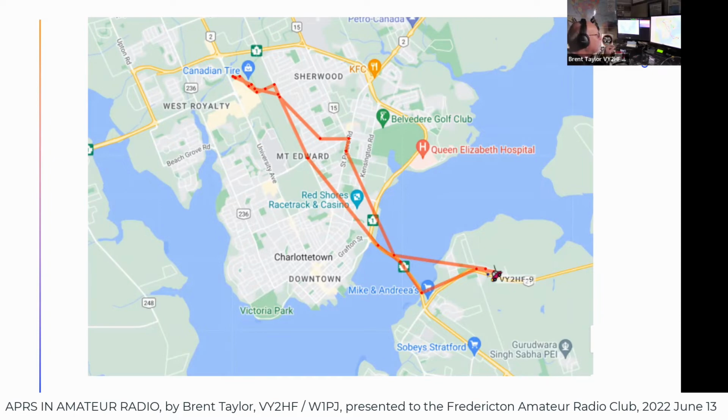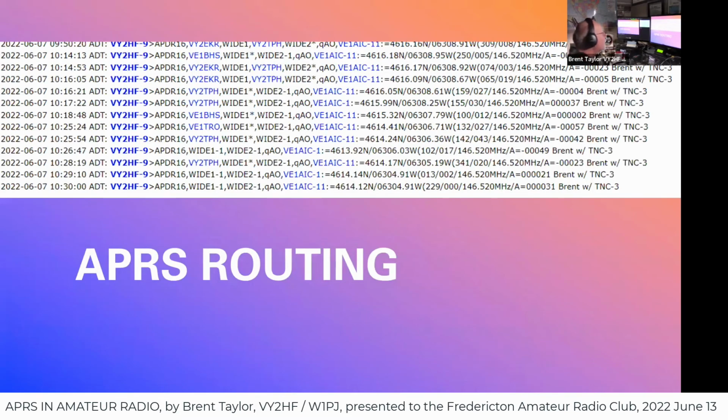Quickly, though, back to the list of packets. If you look about halfway down, you'll see one at 10:18:48, where I transmit VY2HF-9, and it ended up at VE1BHS, way over in Nova Scotia near Truro. So in a couple of these packets, they actually didn't land at a nearby PEI digipeater. They made it all the way to Nova Scotia, and that's where it was picked up. Likely because I was in a bit of a dead spot in Charlottetown when this all happened.